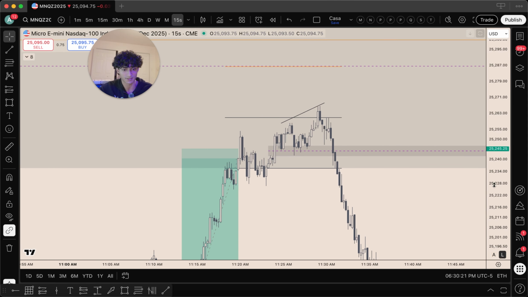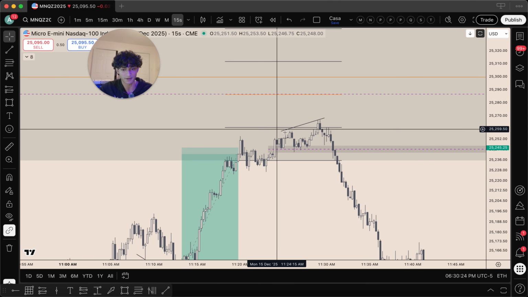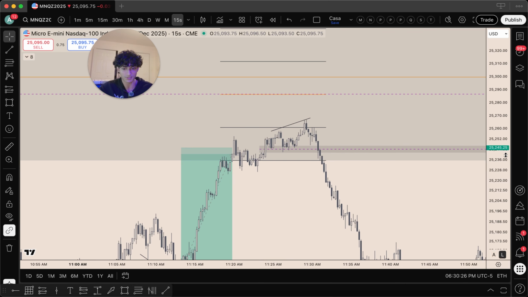That's 3 PD arrays to get out. That's a sign that it's reversing. And then we had SMTs at these highs, higher time frame PD array. Like it's so obvious once to get out of the market, right?